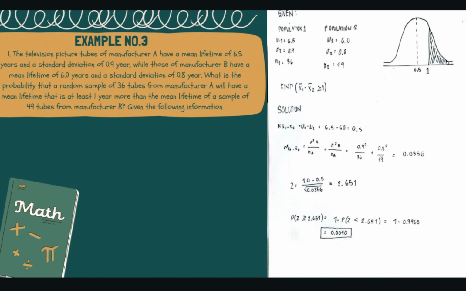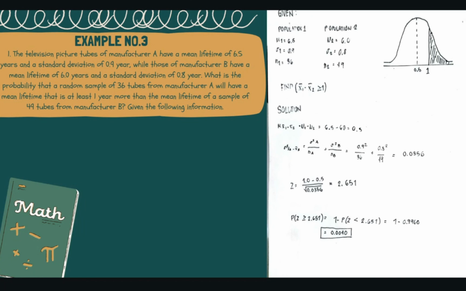Now, the standard error is the square root of 0.9 squared over 36 plus 0.8 squared over 49, so it's equal to 0.0356. Then 1 minus 0.5 divided by square root of 0.0356. This is 0.5 divided by 0.1886, which is approximately 2.65.